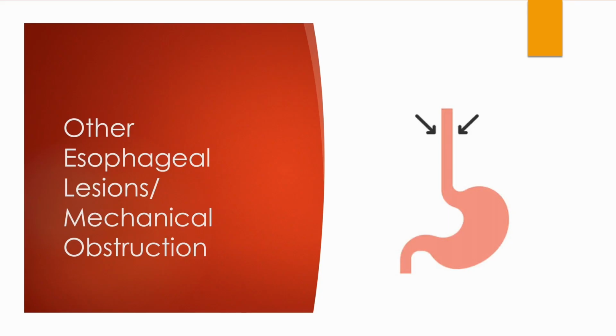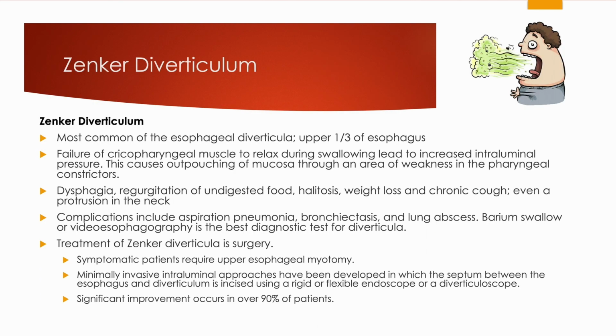Right, so next up, we're going to be doing other esophageal lesions, kind of mechanical obstruction. Remember we talked about the two major causes of esophageal dysphagia were either motility disorders or mechanical obstructions. Well, we talked about motility disorders. Now we're going to talk about some mechanical obstructions and other lesions. And we're going to start off with one of the grossest ones, okay?